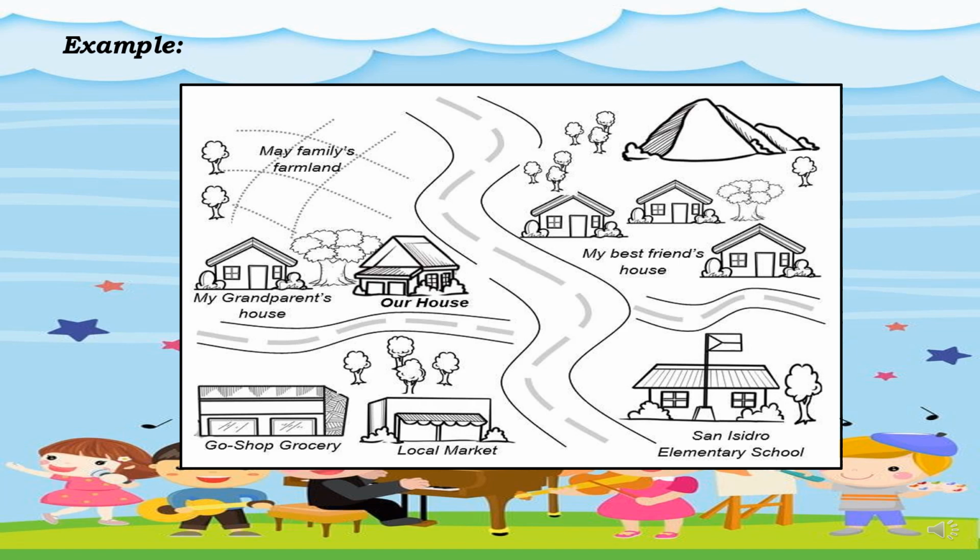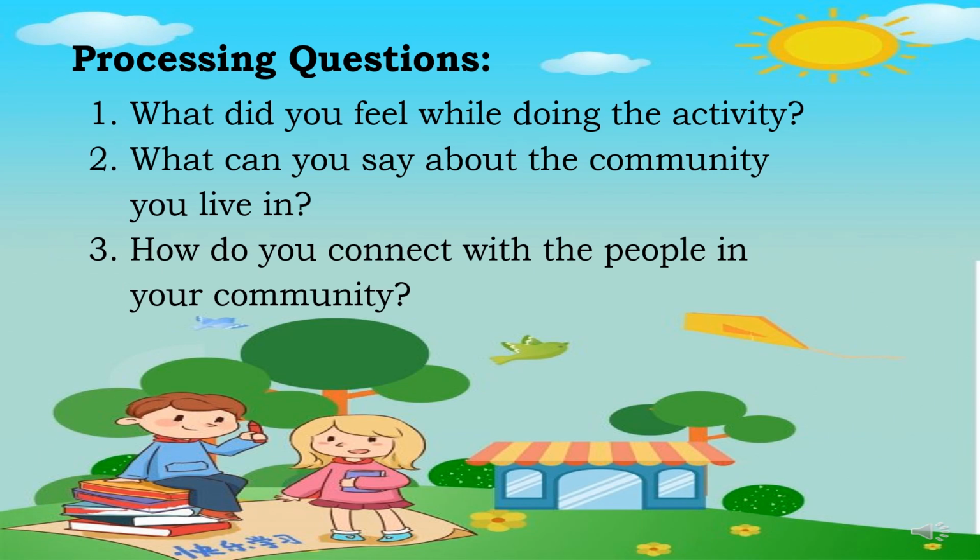This is the example of your first activity. After doing the first activity, you may now answer these 3 processing questions. Number 1. What did you feel while doing the activity? 2. What can you say about the community you live in? And 3. How do you connect with the people in your community?